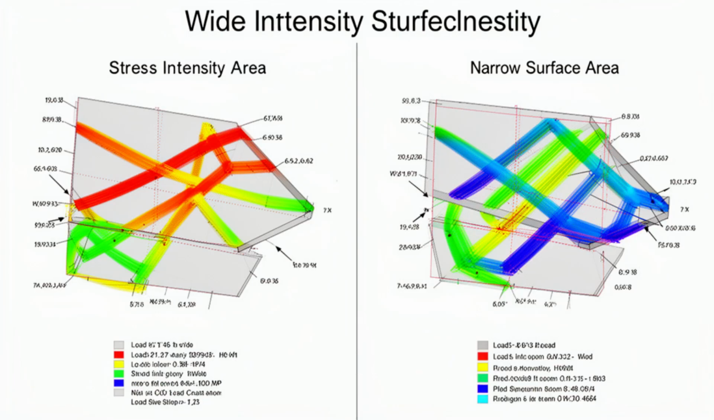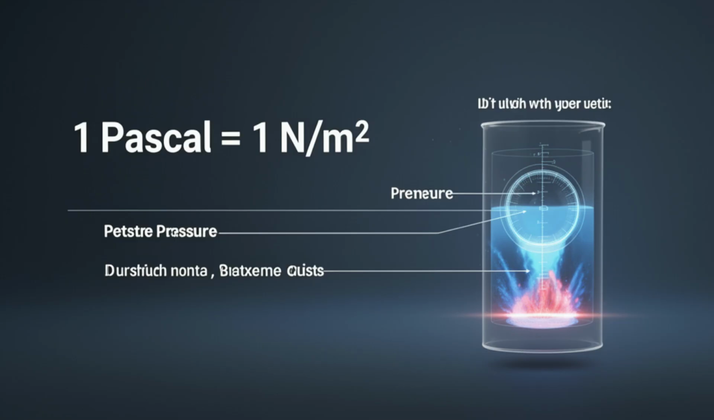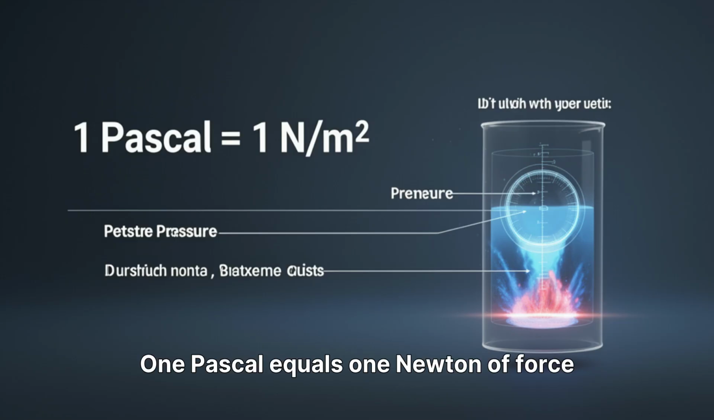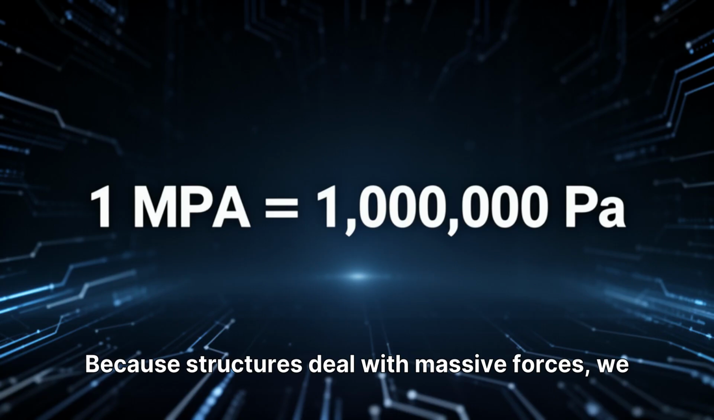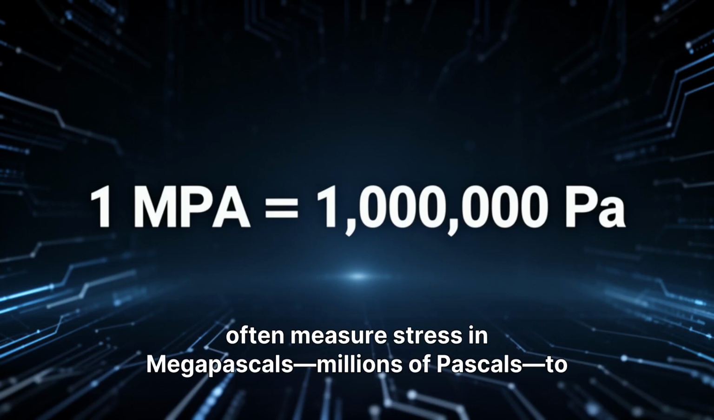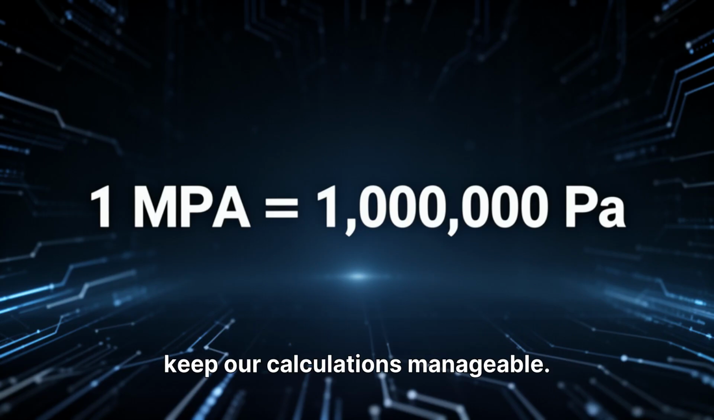Area is everything. The SI unit of stress is the Pascal. 1 Pascal equals 1 Newton of force acting on 1 square meter. It is the gold standard for engineers. Because structures deal with massive forces, we often measure stress in megapascals, millions of pascals, to keep our calculations manageable.